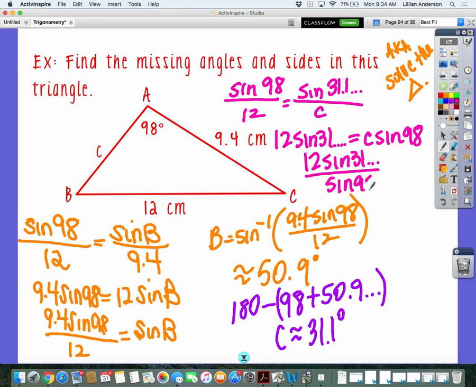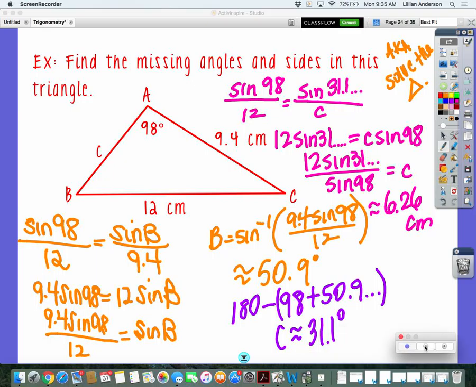And if you write it out, then you won't have to worry about trying to continue everything down from your calculator or going back up to find it. Because right now all you have to do is type in 12 sine, second answer, divided by sine 98. It's still sitting there in your calculator. And that'll give you side C, which is 6.26 centimeters, about. No, kind of all over the place. That's why you see the colors.